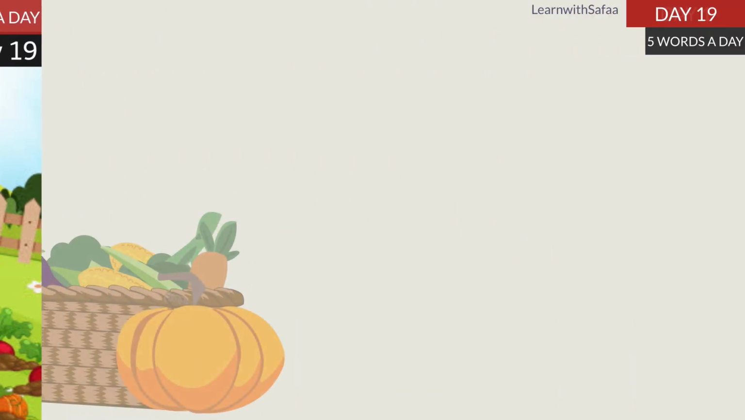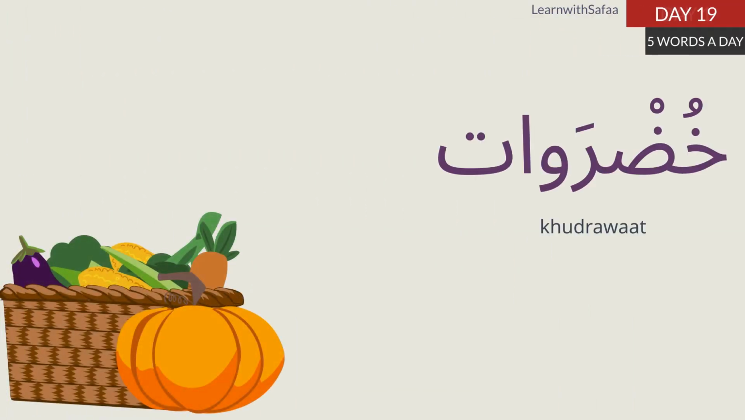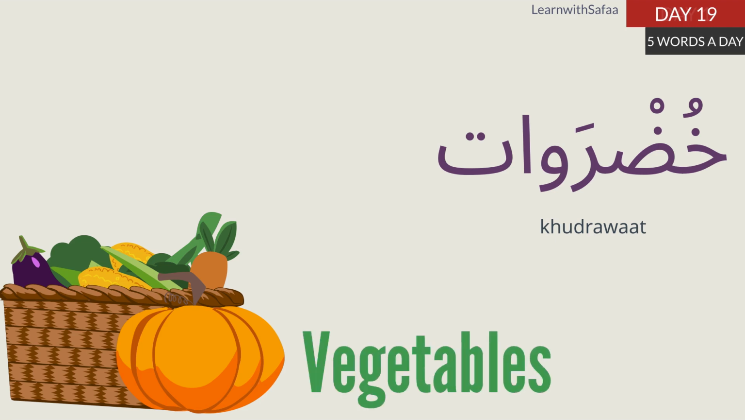The first one, خضروات, vegetables. Let's repeat. خضروات. Vegetables. Let's see an example.